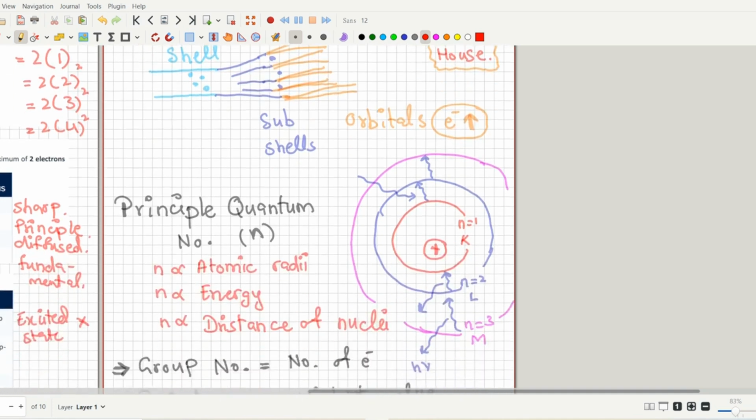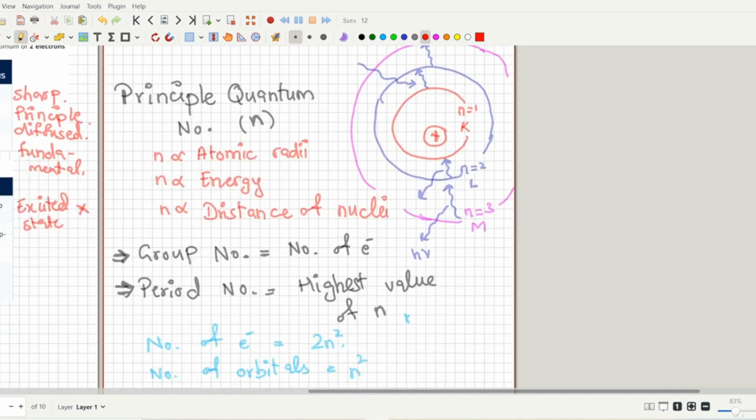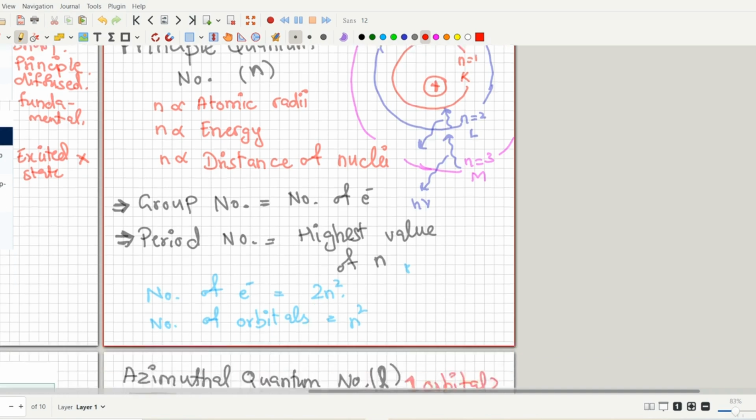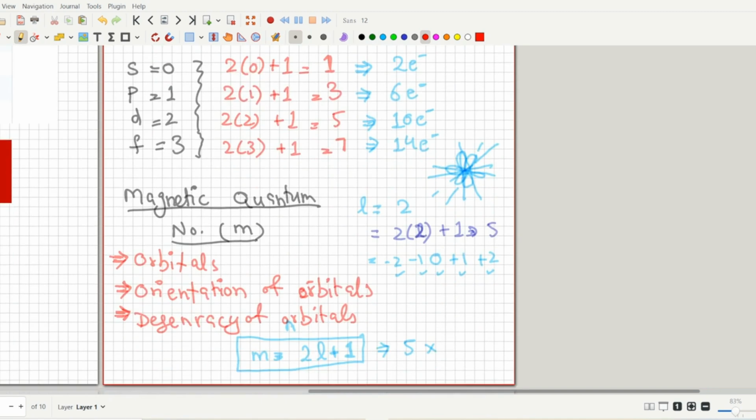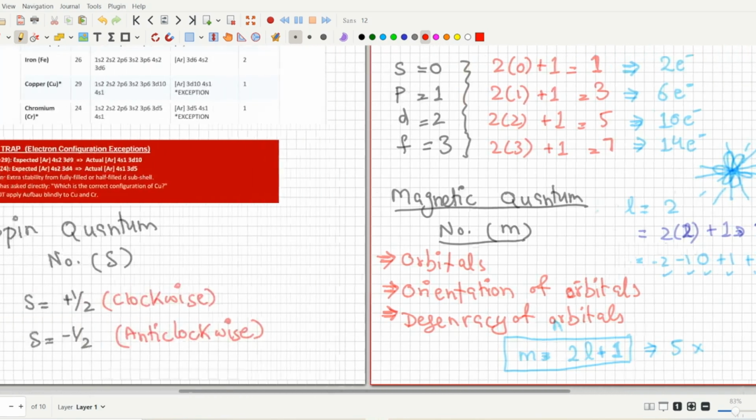For example, if there are 2 electrons, they can have the same principal quantum number, meaning they can be in the same shell. The second quantum number is the azimuthal quantum number, which tells you about subshells. If they are in the same shell, they can also be in the same subshell. The third is the magnetic quantum number. Yes, they can be in the same orbital. But the problem is the fourth quantum number.